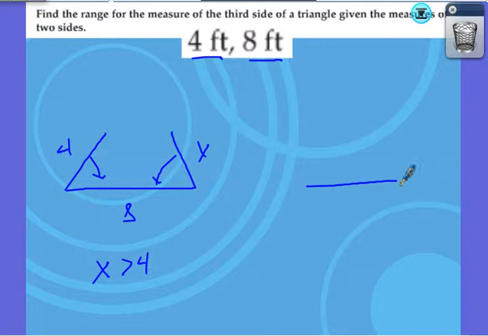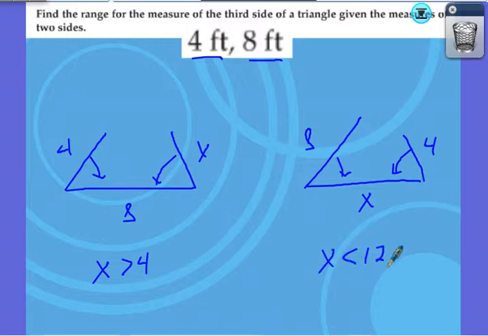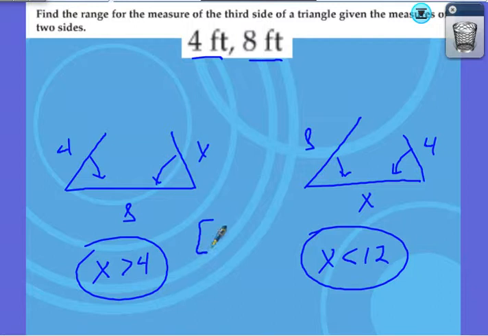Your other scenario is what if 8 and 4 are actually the shorter sides and you don't have the longer side. If that be the case, x can't be 12. If x were 12, it would shut before it hits. So in order to make these hit before they shut, we're going to have to shrink that down a little bit. x will have to be smaller than 12. So if x has to be bigger than 4 and smaller than 12, that means it has to be between. Let's redo that.